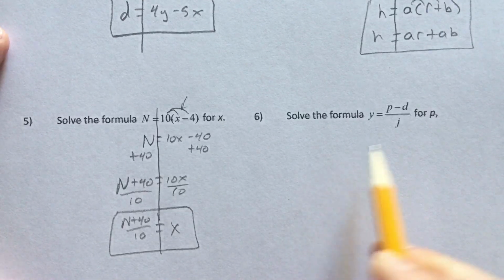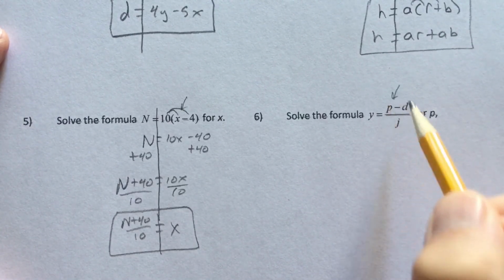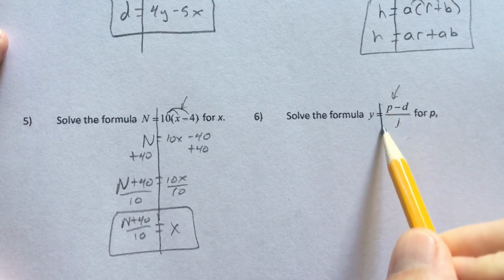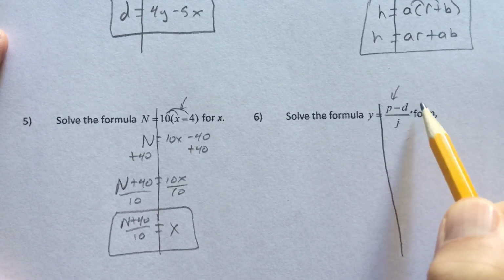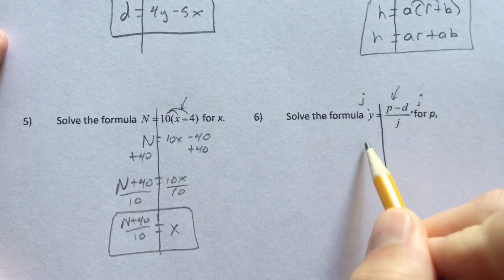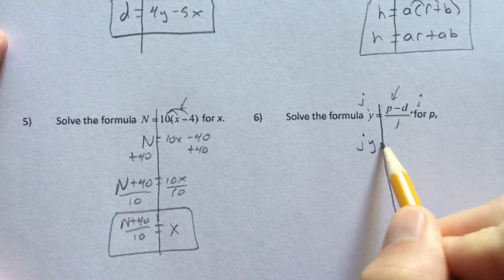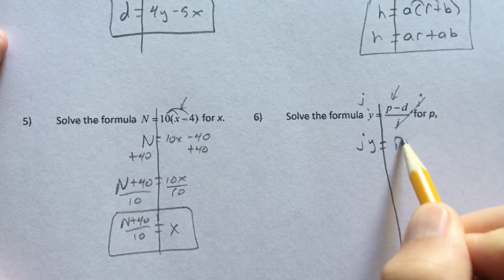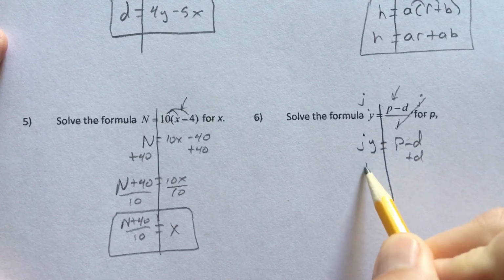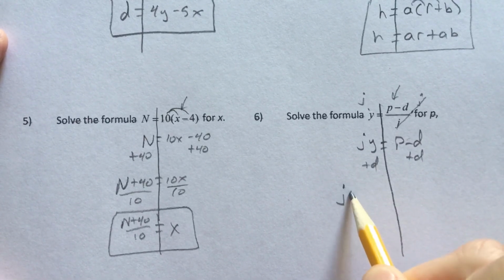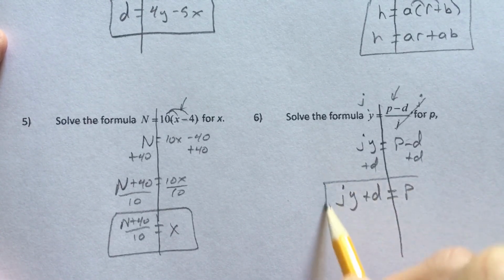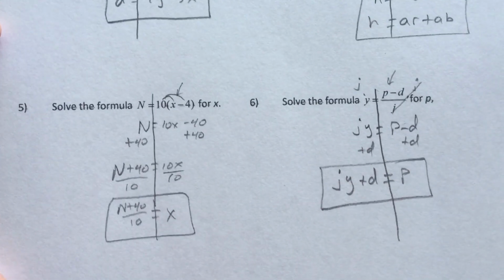All right. Over here, similar idea, we're solving for p. I see that I have everything being multiplied by j here, or divided by j. So I'm going to multiply by j, and that's going to give me j times y equals, this will cancel, p minus d. And then I'm going to add d to both sides. So I get jy plus d equals p. And that'll be my answer there.